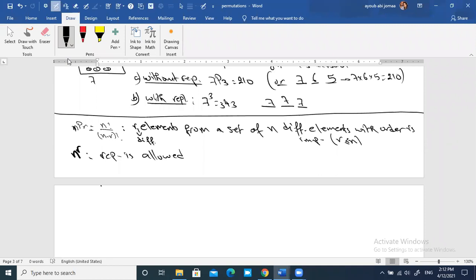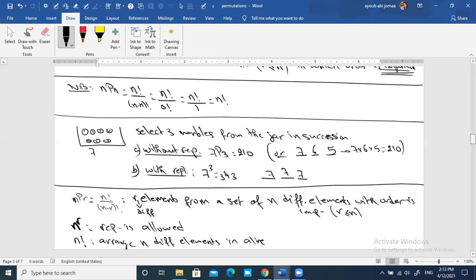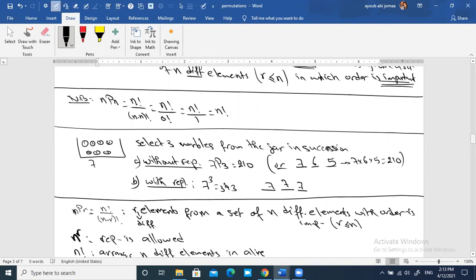And n factorial is a particular case of NPR when you have to arrange n different elements in a line or in a row. As we said, we have a particular case, remark: NPN is n factorial over n minus n factorial, which is 0 factorial here, which is 1. The answer is n factorial.